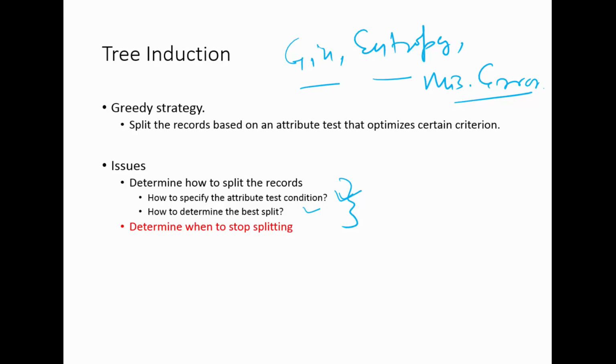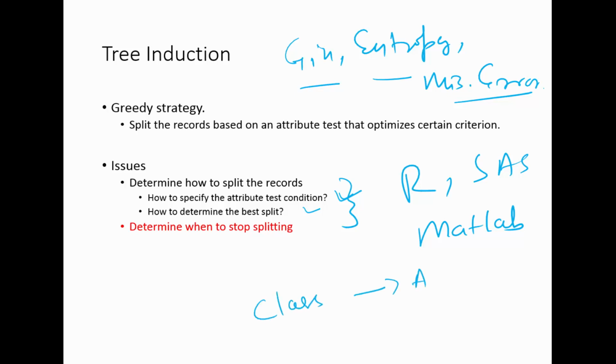Now these you can find out through calculating these metrics and applying them. Of course, nowadays you don't have to do all these things because the computer gives it to you. If you're using R, SAS or MATLAB, you don't have to calculate Gini, entropy and misclassification. It calculates it for you. All you need to do is give your target variable, your class variable, and give attribute 1, attribute 2, attribute 3, and it's going to give you the final tree. You don't have to do all these calculations.